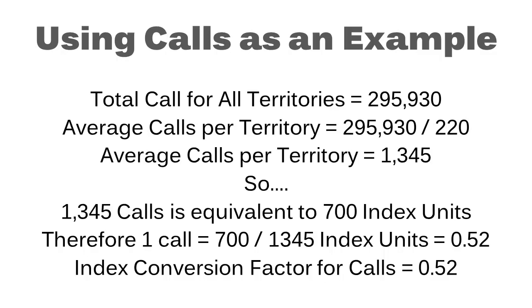So in the example I gave, if a zip code had 100 calls associated with it, then that would be equivalent to 100 times 0.52, 52 index units. So hopefully that gives you a glimpse of the theory, and this is probably something that you should go over a couple of times just to make sure that you get it conceptually.